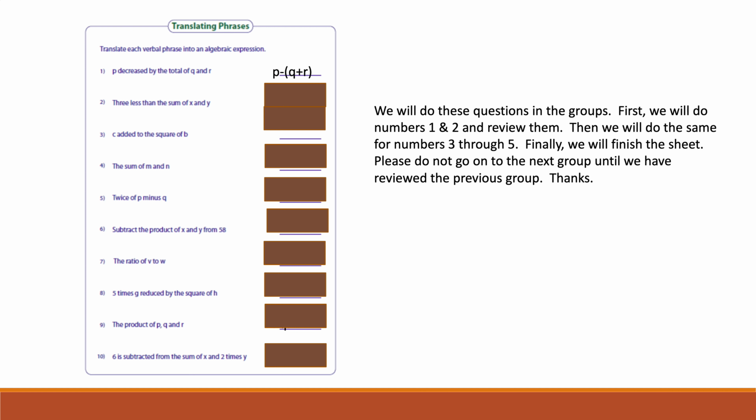Okay, number 2 says 3 less than the sum of x and y. So the first thing I have to do is the sum of x and y, and I use parentheses to mark that sum. And then 3 less than that, remember less than, last shall be first, first shall be last. So the 3 was first, it's got to be last, minus 3. Okay, now do 3, 4, 5, and start the video up again.